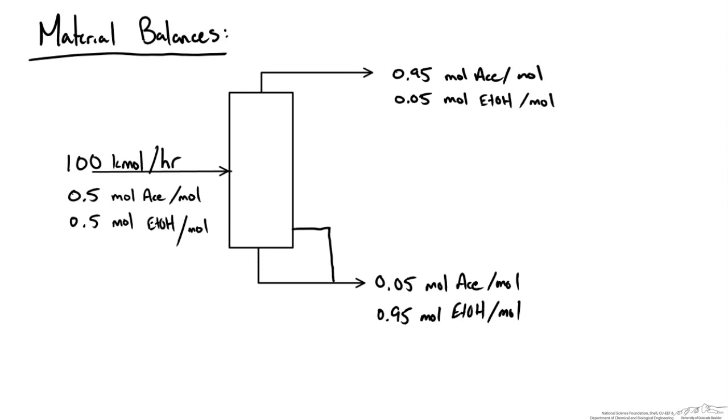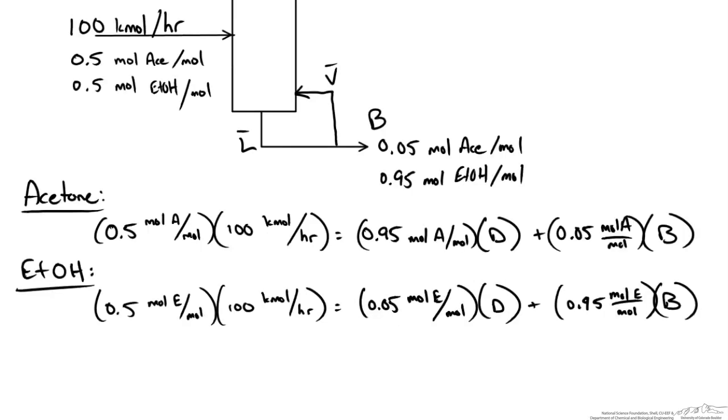What is important to draw, which I haven't done, is the fact that we do have a partial reboiler that's adding a vapor back in, V bar, and we have a partial condenser adding a liquid, L, back to the top of the column. So this becomes D, this becomes B. We have vapor leaving the column and liquid, L bar, leaving the bottom of the column. So now I have my fully drawn schematic, and I can start writing my material balances. So I've written the material balances for both acetone and ethanol for our column. We can now solve for D and B.